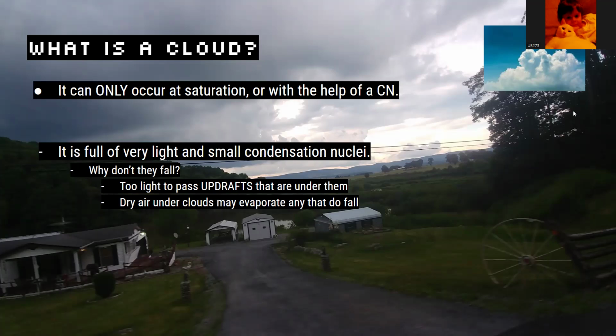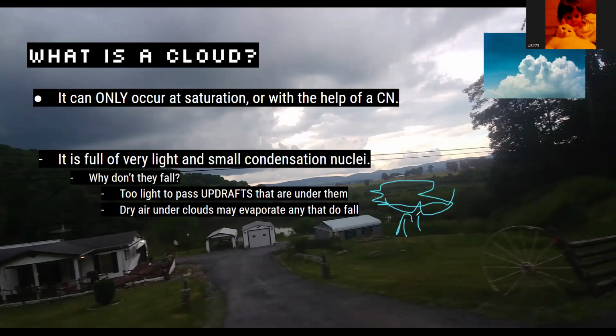And you might just think, okay, why don't clouds fall? Well, they can be too light to pass the updrafts that are under them. So if we have a cloud, under the cloud we have updrafts like this, and these updrafts keep it up because it's very light and it can't go past that. Sometimes that can happen, and when it falls, we run into dry air. That causes evaporation, so it can't keep going.